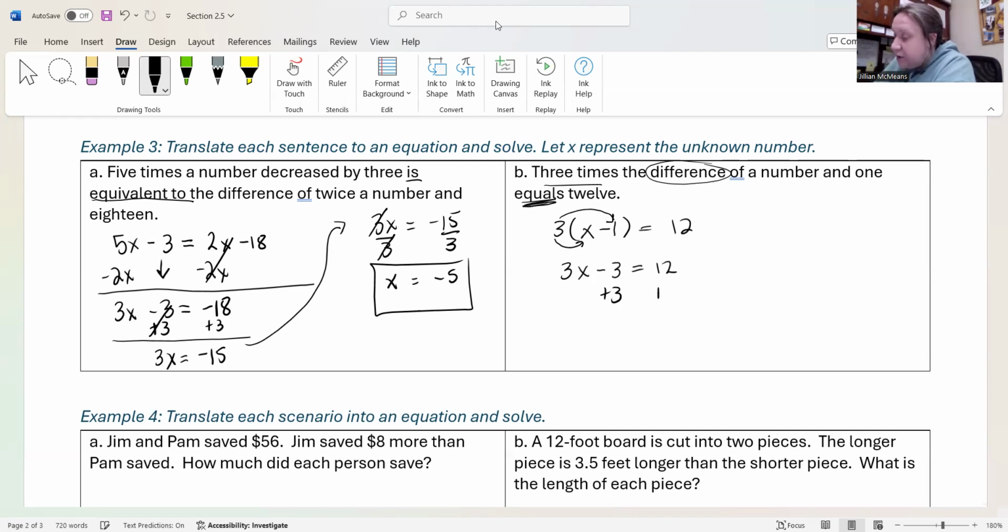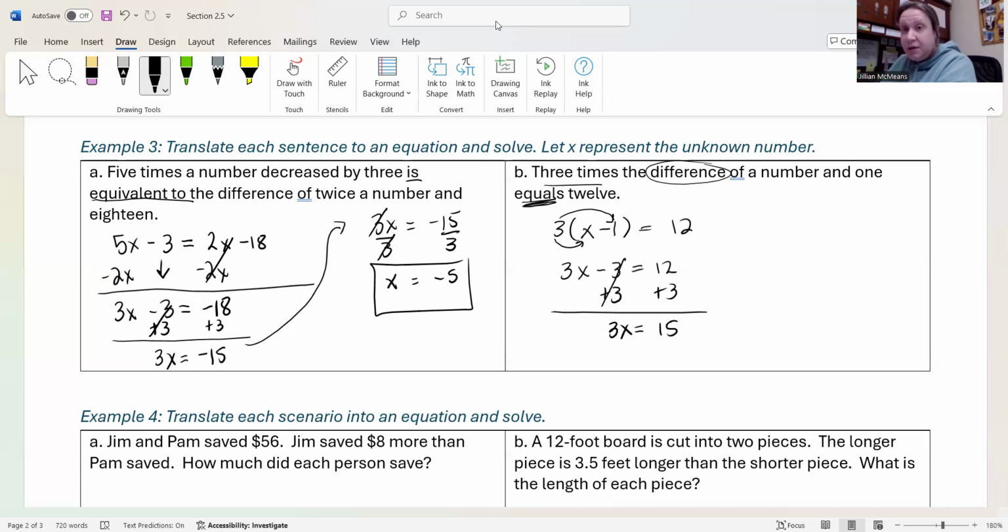So I'm going to add 3 to both sides of the equation, and that moves the minus 3 from the left to the right. On the left, negative 3 plus 3 is 0. 3x minus 0 is 3x. On the right, 12 plus 3 is 15. And this should look at least a little bit familiar. We have 3x equals 15.